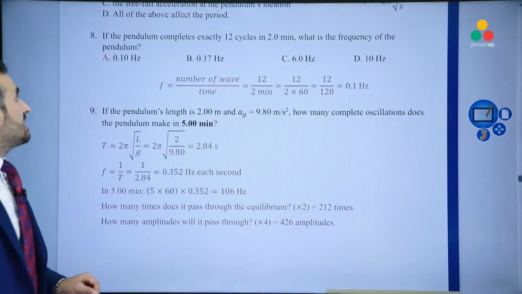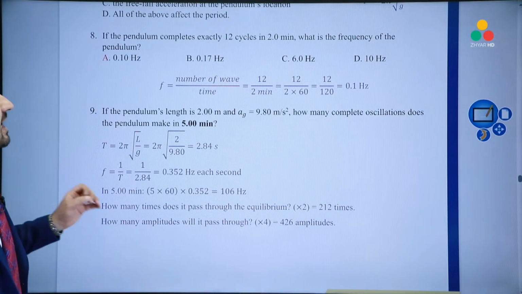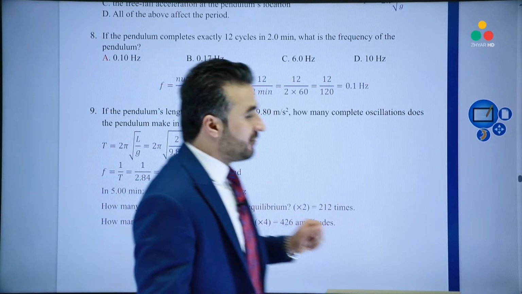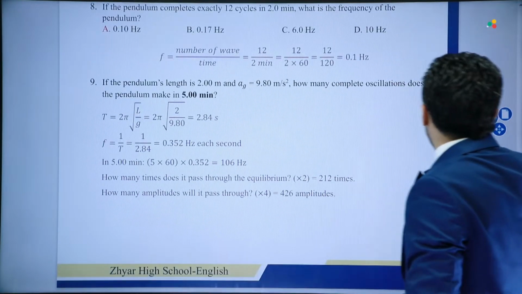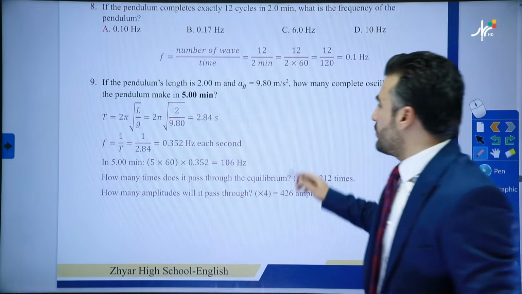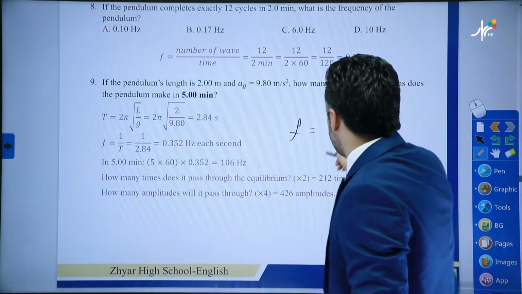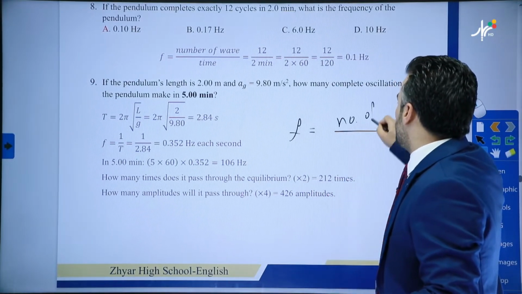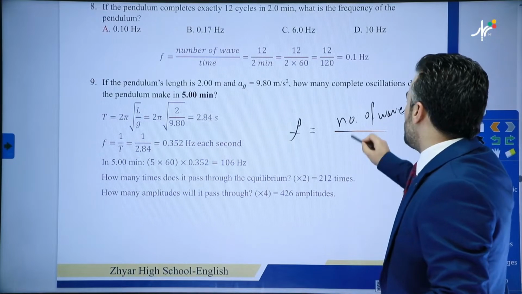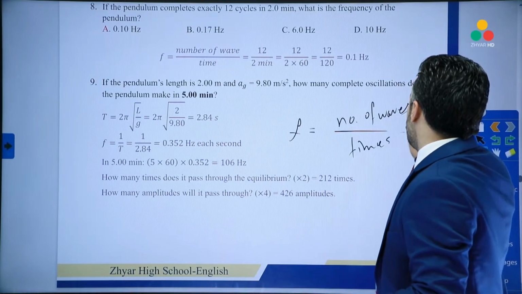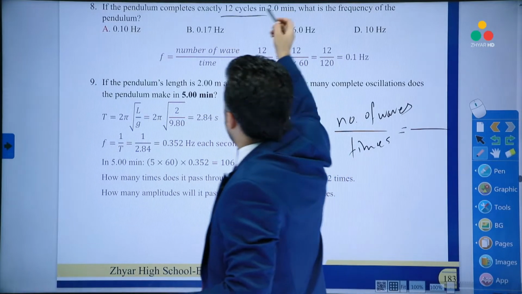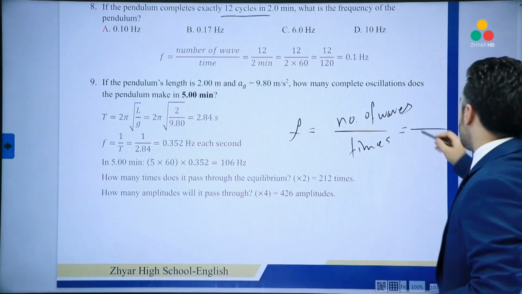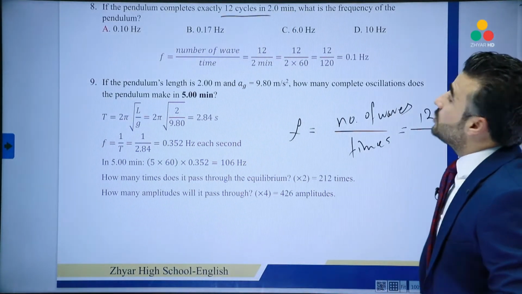Now, question 8 says, if the pendulum completes exactly 12 cycles in 2 minutes, what is the frequency of the pendulum here? So how do we answer questions like this? Remember, frequency is the number of waves divided by what? Divided by the time here. But how many waves do we have? It says completes exactly 12 cycles. So how many waves do we have? 12, in 2 minutes.